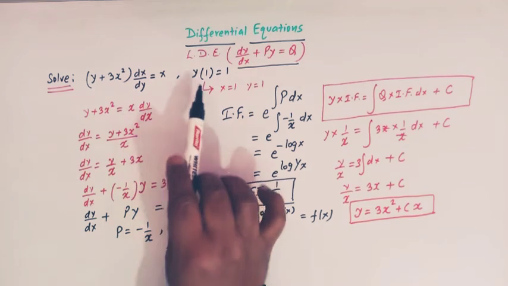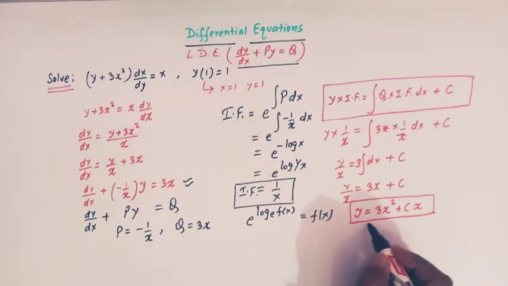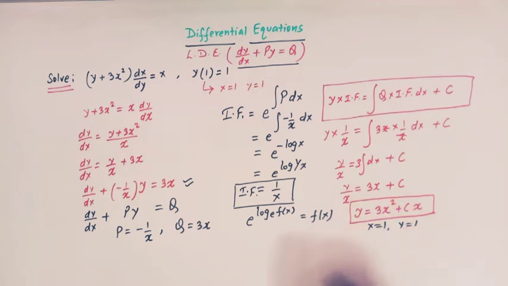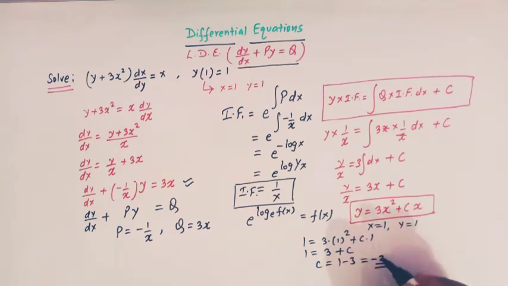Now we are given the initial condition that x is equal to 1 when y is 1. If we take these values over here, we have 1 is equal to 3 times 1 square plus c times 1. So we have 1 is equal to 3 plus c, and c is equal to 1 minus 3, that is minus 2. So the value of the constant of integration c is minus 2, and let us substitute it over here. So y is 3x square minus 2x.